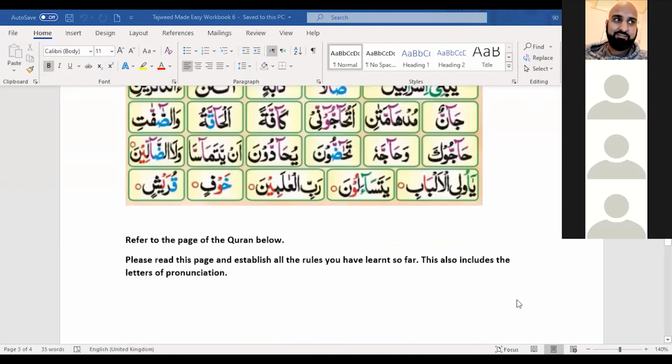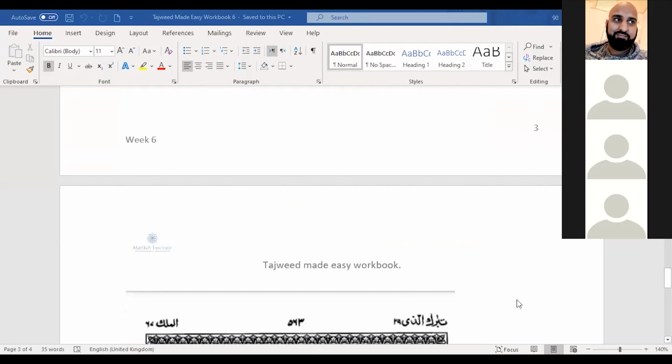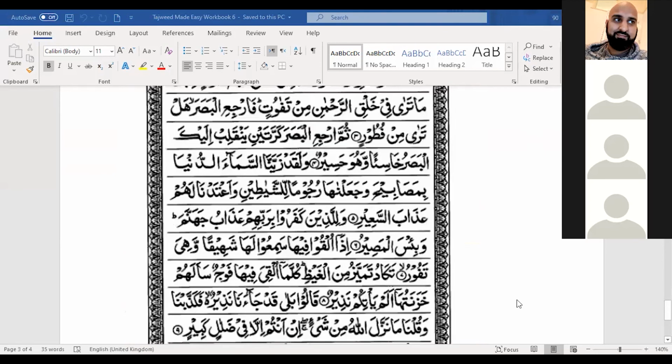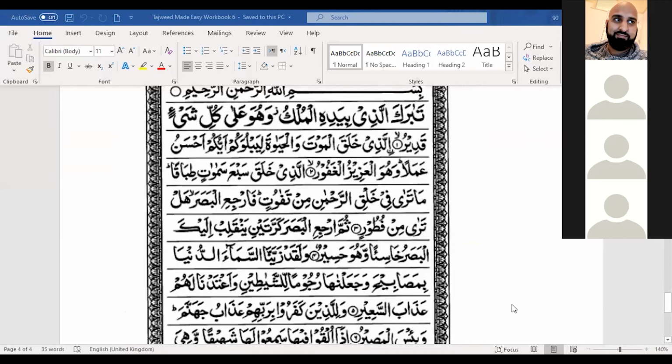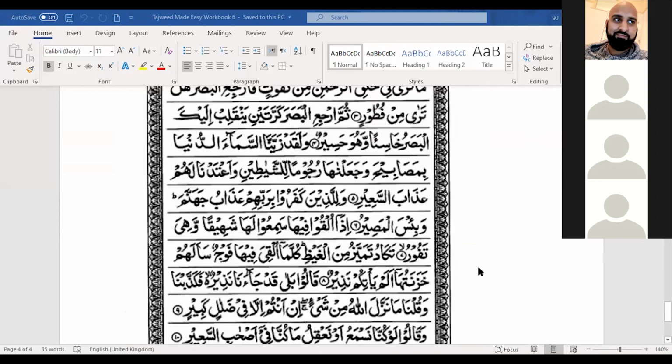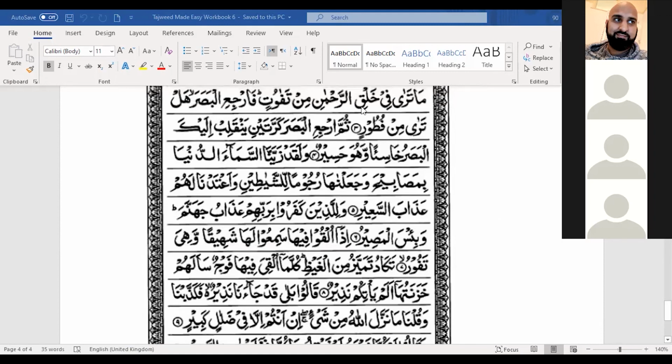And I've also put a page of the Quran in there, the beginning of Surah Mulk. I've put this in there for you guys to read the page, establish the rules and find the rules as you read it. I know all you brothers have been practicing in the Quran, but I've put a page in there so you can start bringing it to life with the Quran as well, inshallah.